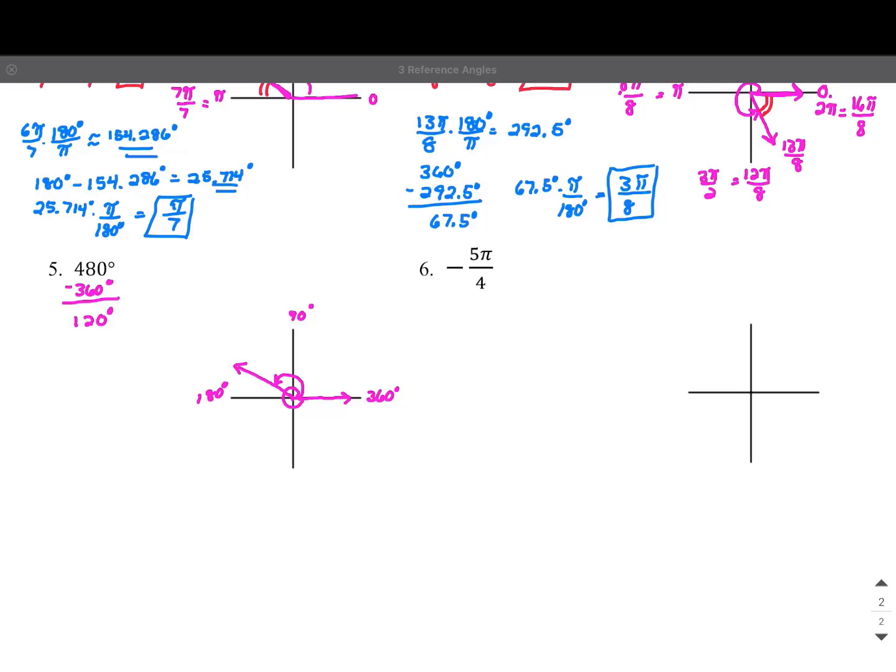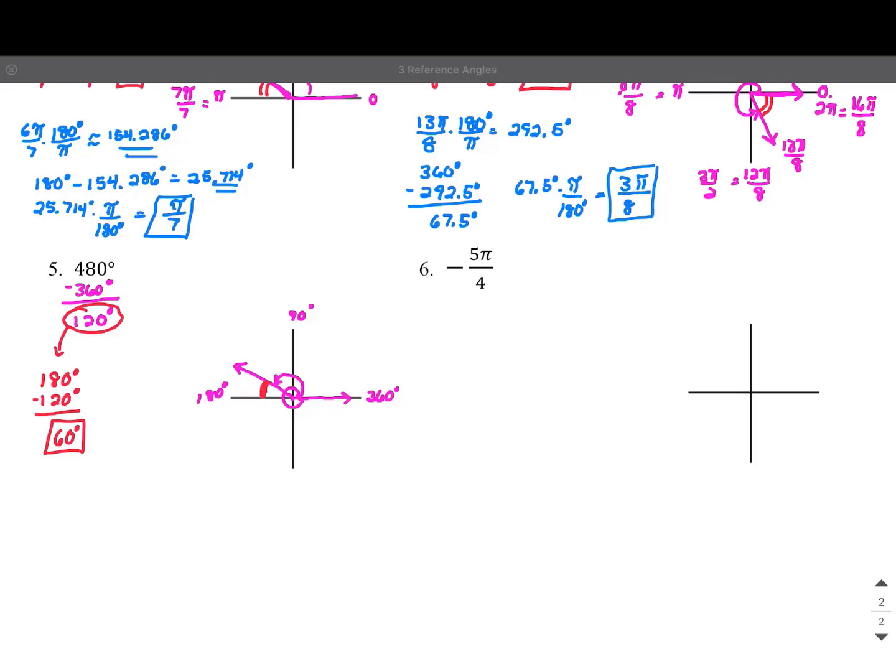Now when you try to find the reference angle, don't use the 480. You know you already went around. You only had 120 left to go. So how close are we to 180 degrees? We subtract 120 degrees, and our reference angle is 60 degrees. And there we go. Now the next one I'd like to look at is a negative angle.